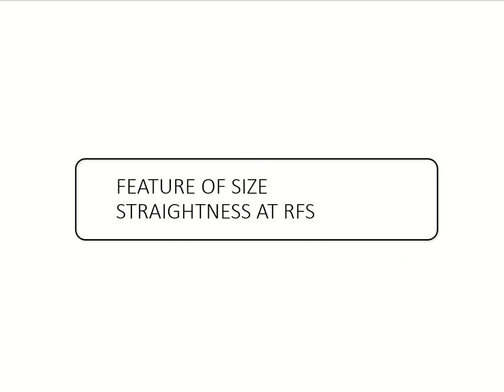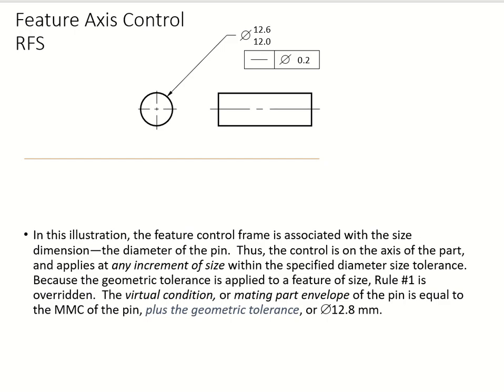Okay, then we'll get into feature of size, RFS again, that's your regardless of feature size, not your MMC or LMC, and let's see how it goes. Here, your feature control frame is associated with the feature of size, not the surface feature, so therefore we use regardless of feature size. So here is your limit, and here is the diameter of that hole, and then that's your geometric tolerance. Again, the control is going to be on the axis of that part.